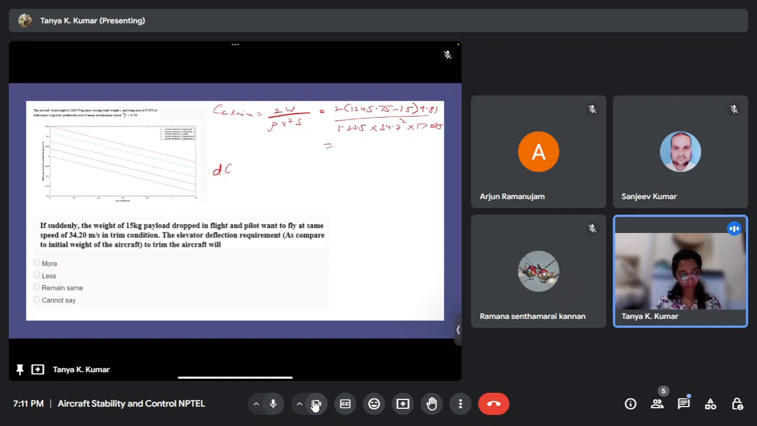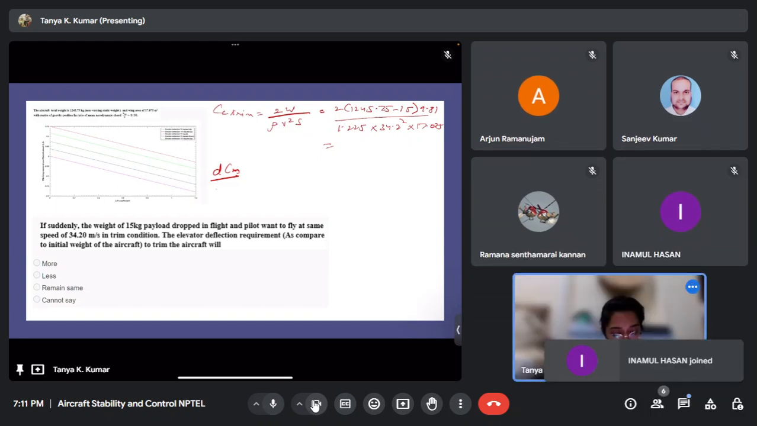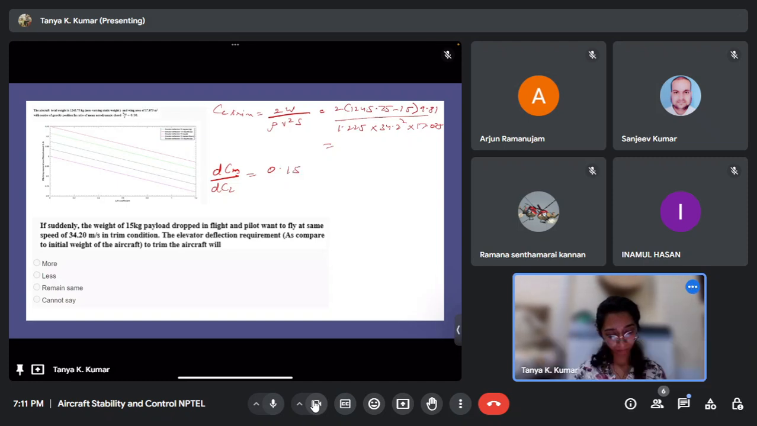So the same formula I'm going to use, the straight line equation. The slope dCl, we know this formula, we know this value is 0.15. 0 minus Cm naught by the CL trim that you find out now minus 0. So according to this, what will the Cm naught be? And then compare it to the lines on the graph and just tell me if it will be more or less.